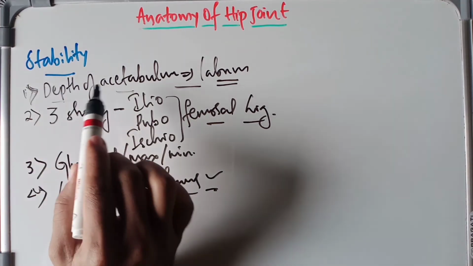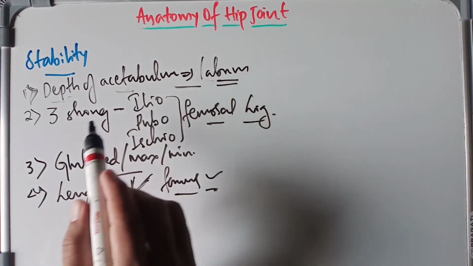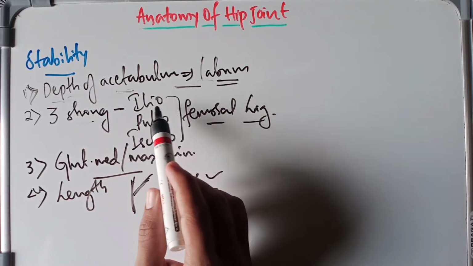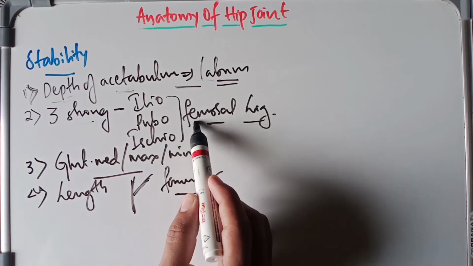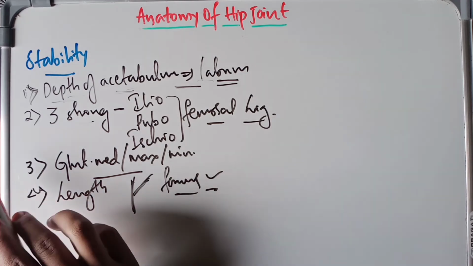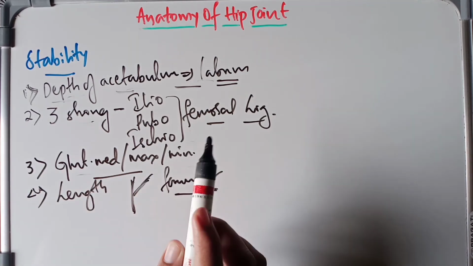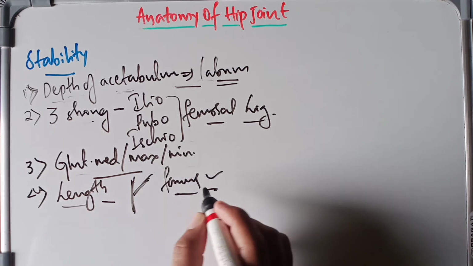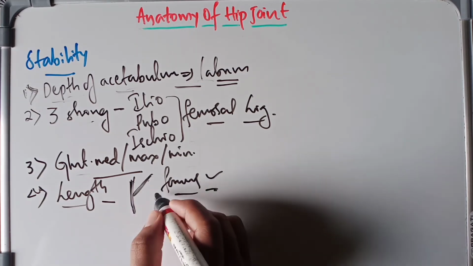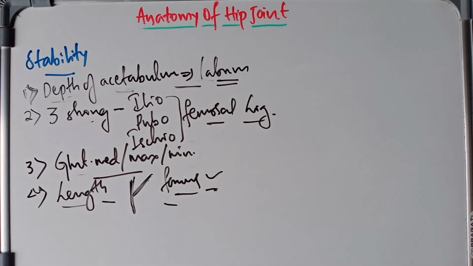So when it comes to the stability, we have the depth of the acetabulum as well as the labrum. We also have the three strong ligaments, which are the iliofemoral, pubofemoral as well as the ischiofemoral ligaments. And also we have the gluteus medius, maximus and minimus, and these structures help in its stability. And also we have the length of the femur as well as the obliquity of the femur, which helps in the stability of the hip joint as well.